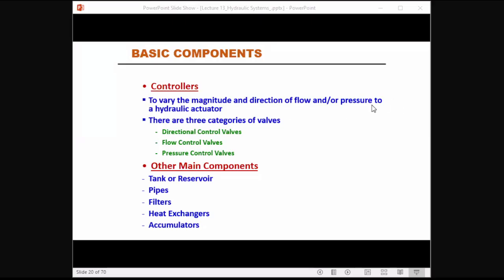And also pressure. Okay, using pressure we can control our fluid system. Then other main components: tank or reservoir. Tank or reservoir means store tank, fluid store tank.